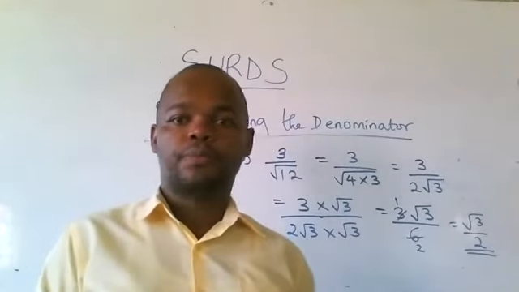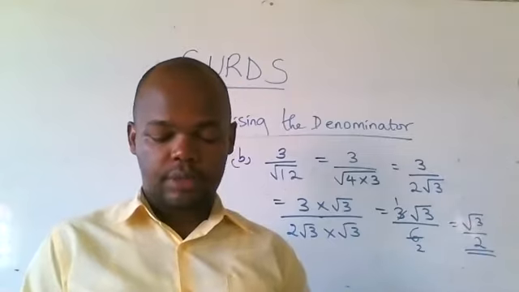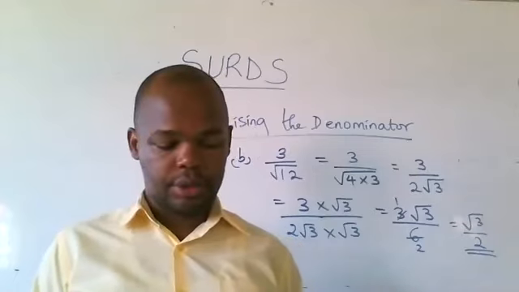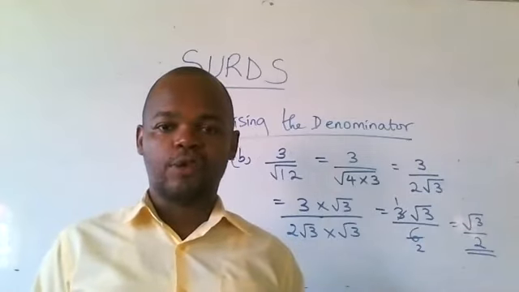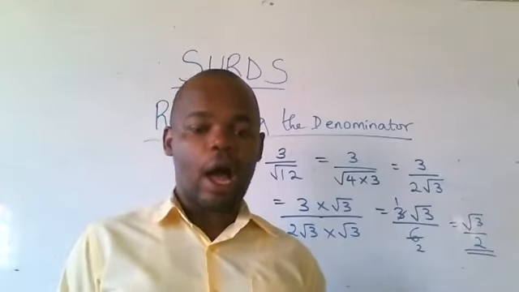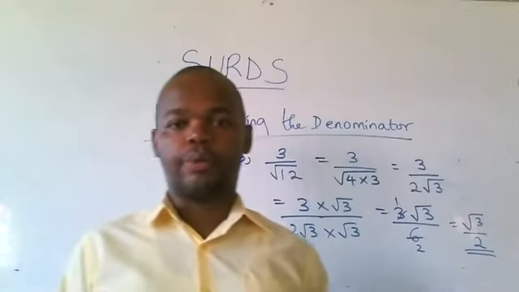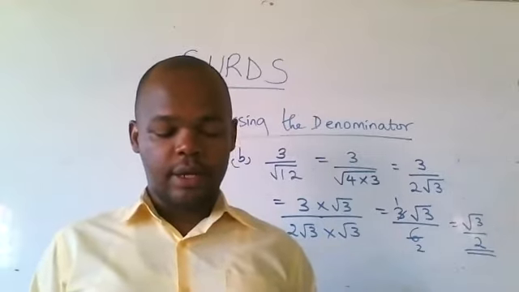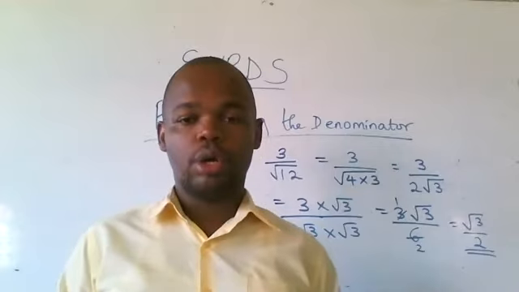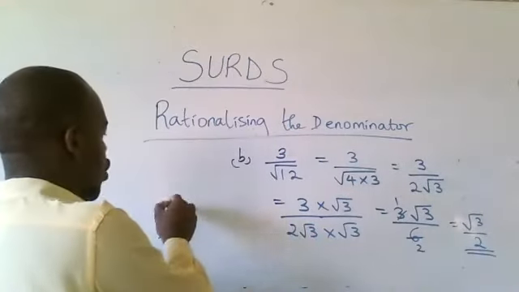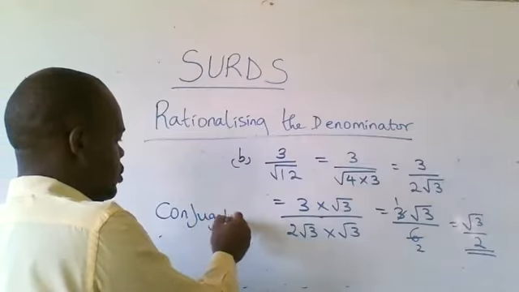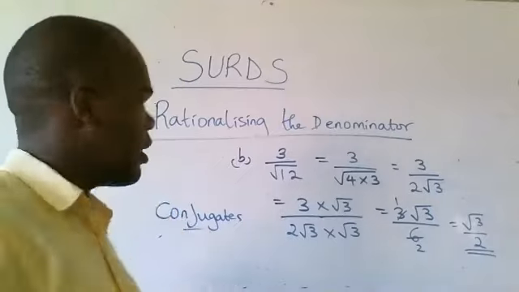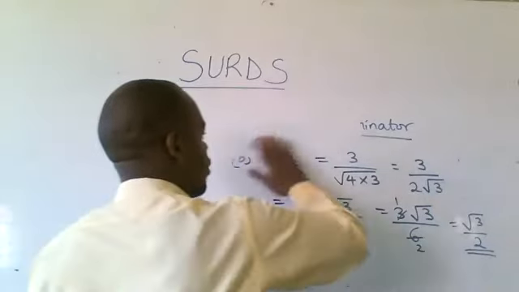Now write the following. If the product of two surds gives a rational number, then the surds are called conjugates of each other.